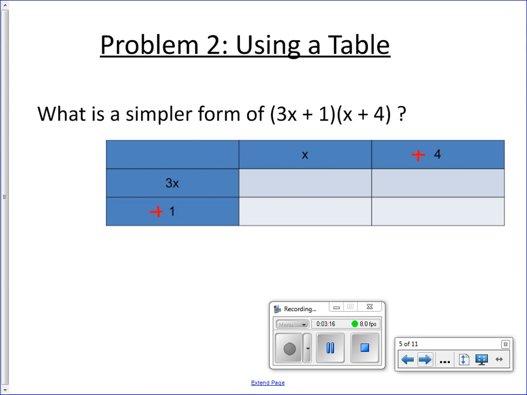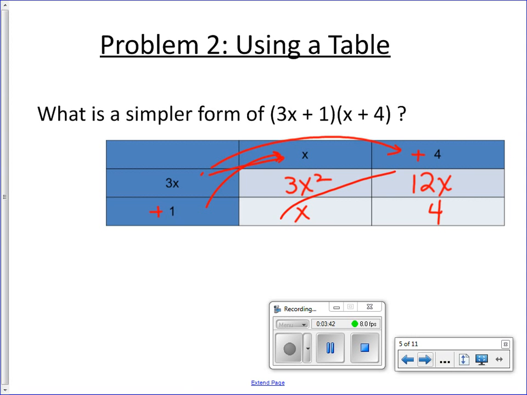All right, so in our first blank we have the 3x times the x, which would give us 3x squared. Then I'm going to take the 3x times the 4, which would give us 12x. All right, next 1 times x gives us x, and 1 times the 4 gives us 4. And then again you want to add up your like terms.